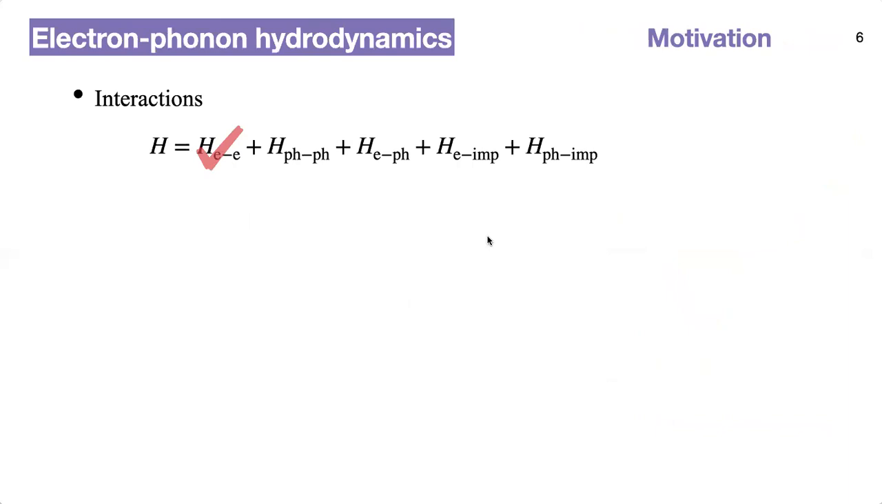Okay, so in the previous discussion, we really treated the electron interaction as the dominant one and treated all other scattering events as some kind of momentum relaxation.